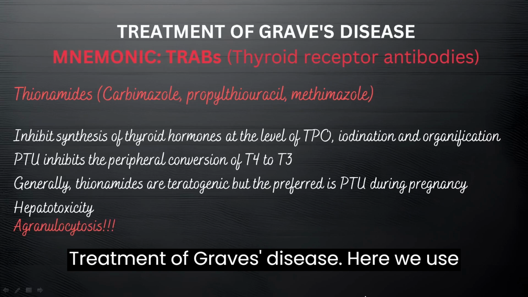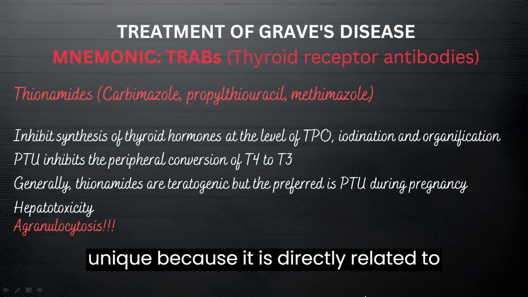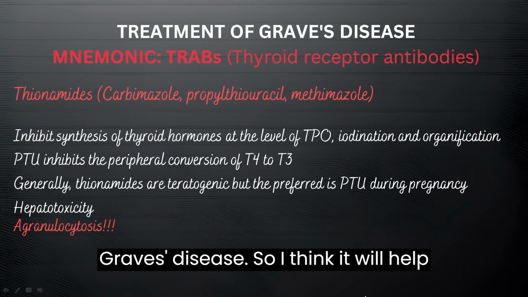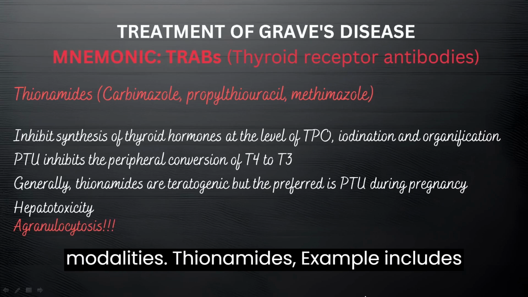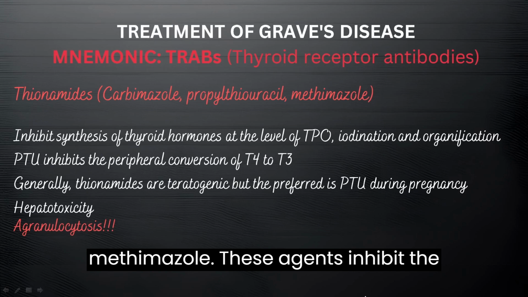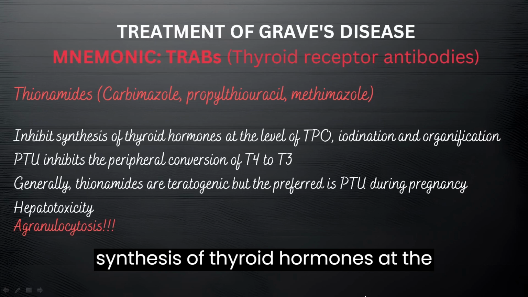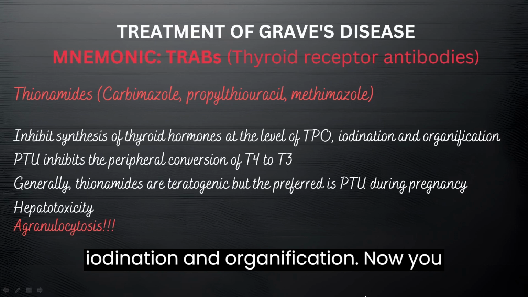Treatment of Graves' disease. Here we use the mnemonic TRAPS, and I think it is unique because it is directly related to Graves' disease. So I think it will help you easily memorize the treatment modalities. Thionamides examples include carbimazole, propylthiouracil, and methimazole. These agents inhibit the synthesis of thyroid hormones at the level of the thyroid peroxidase enzyme, iodination, and organification.